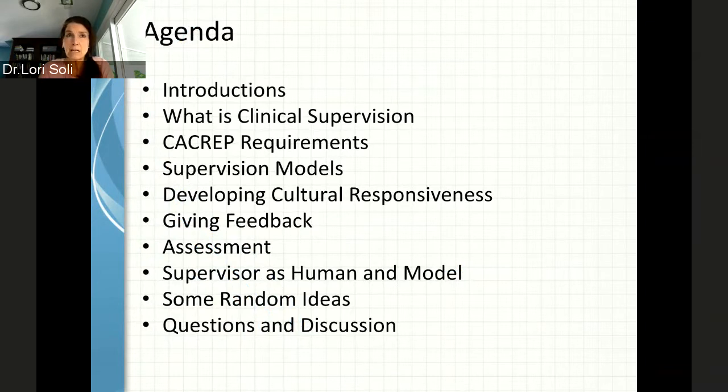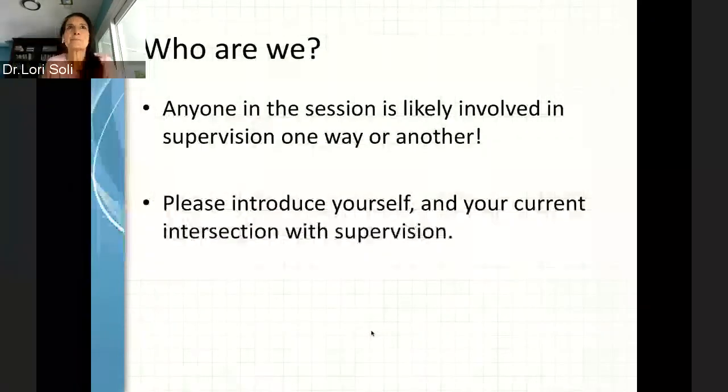Eventually we'll talk about some different supervision models, giving feedback, developing cultural responsiveness in supervision. Talk a little bit about assessment, although all of you here are very familiar with our DSKCA, and then really just talk a little bit about the supervisor as human and model in terms of supervision. So, again, kind of aggressive agenda, and if we don't get through all of it, hopefully we'll still walk away with a pertinent number of new skills.